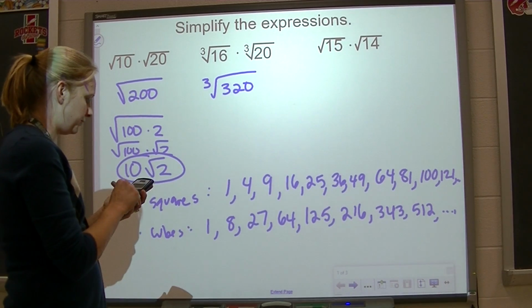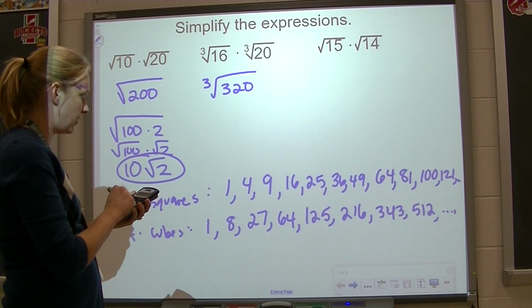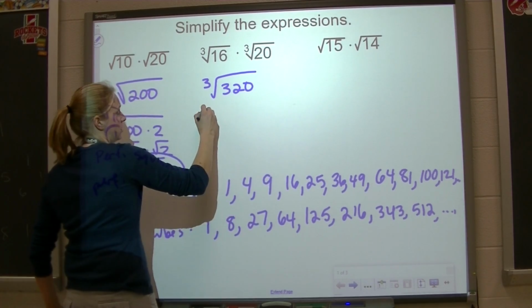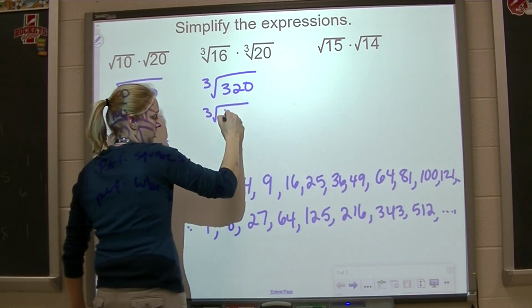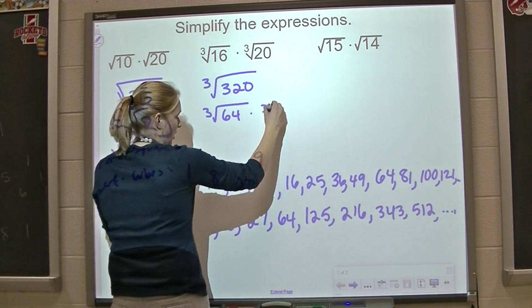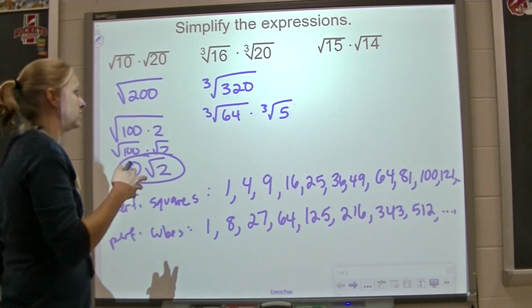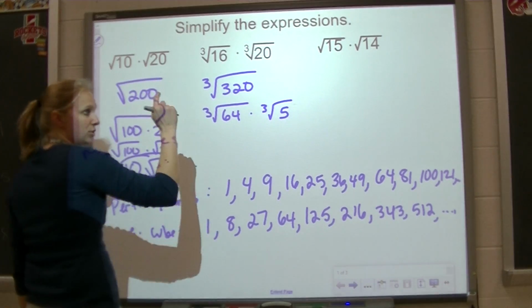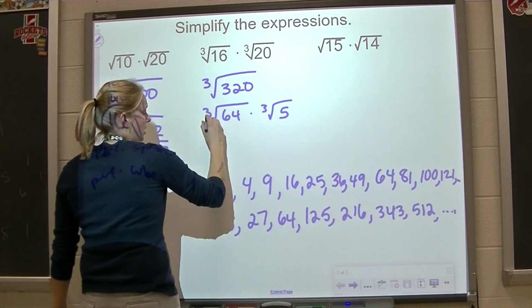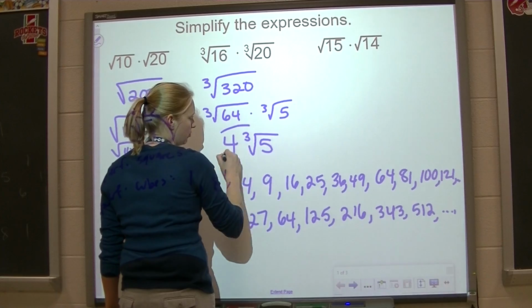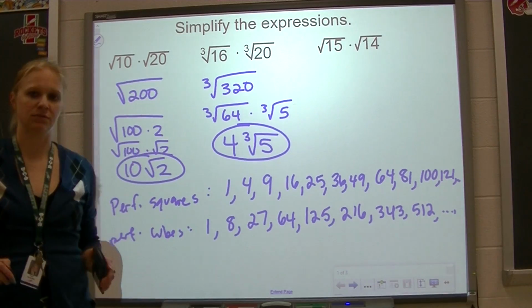So I'm going to do 320 divided by 64. I get 5. So there's my cube. This is going to be the cube root of 64 times the cube root of 5. And the cube root of 64 we established earlier was 4, because 4 times 4 times 4 equals 64. So the cube root of 64 goes to 4. So this is 4, and the cube root of 5 is how that one simplifies.